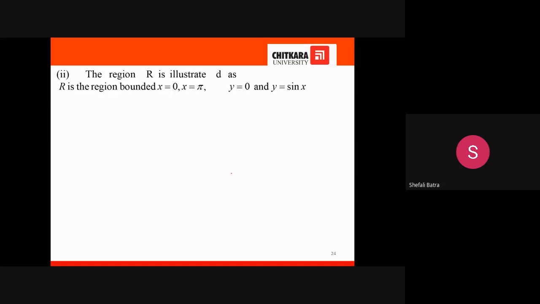The region R is bounded by x is equal to 0, x is equal to pi, y is equal to 0, and y is equal to sine x. So you will be drawing this region with the y-axis and x-axis. Y is equal to 0 means x-axis, x is equal to 0 means y-axis, and x is equal to pi would be a line. And y is equal to sine x, so I will draw this curve of sine x till pi.